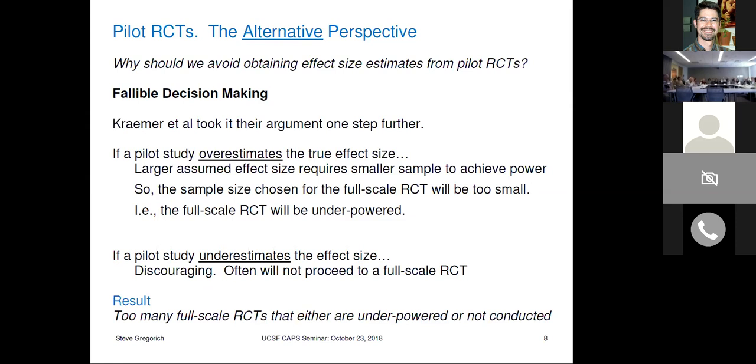To go in the other direction, have you heard very often that proposals are nixed because they're proposing a definitive trial as a pilot?